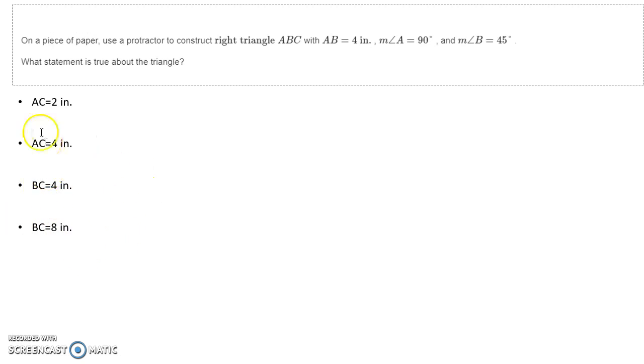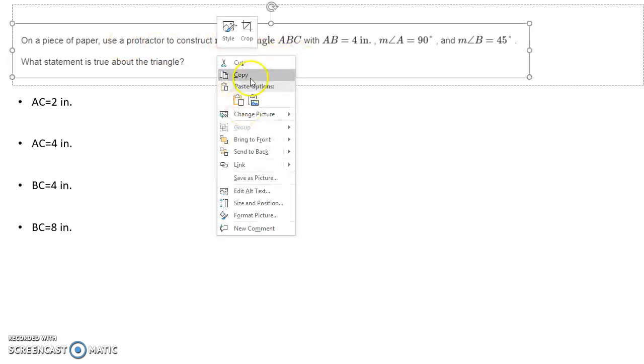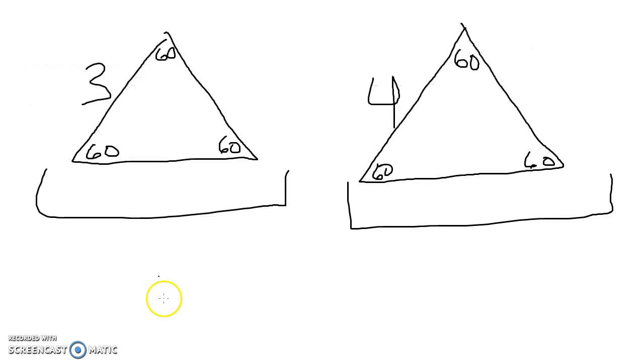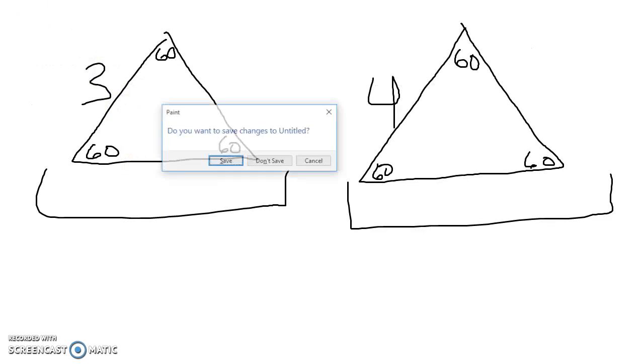This one's number 4. On a piece of paper, use a protractor to construct a right triangle with, I'm going to copy this and paste it here. Hang on.